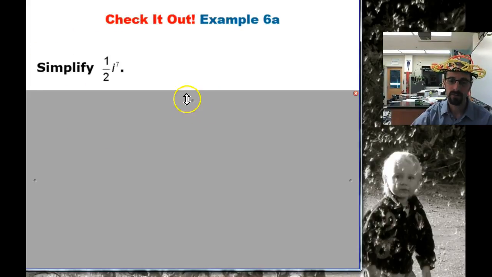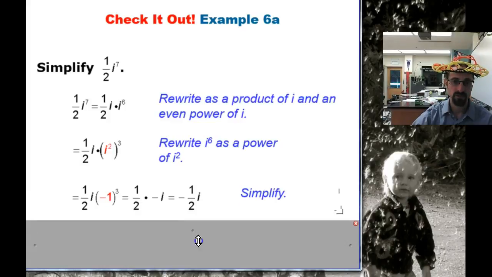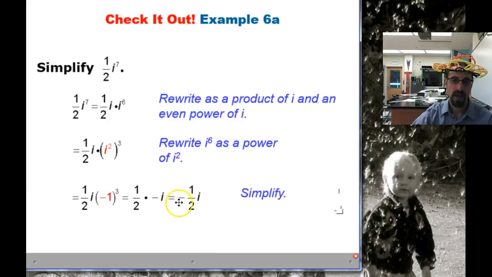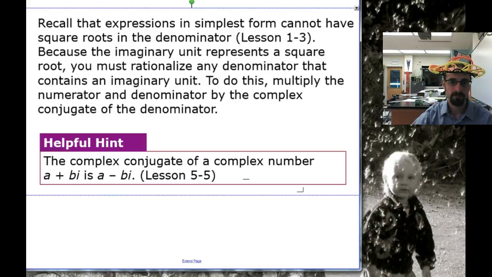All right, your turn. Again, I'm back with the screen shade. Try this one out. Simplify 1/2 i to the 7th. Survey says negative 1/2 i. Pause it if you need to walk through the steps there. I think I've just got one or two more slides here, and we're going to talk about this.